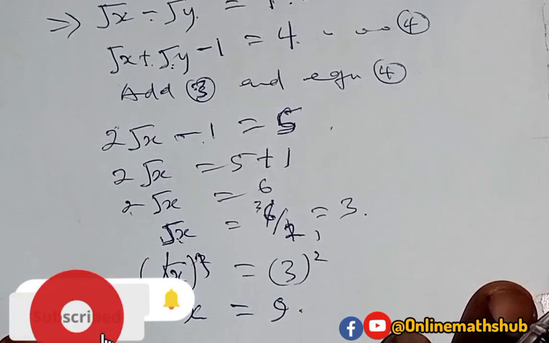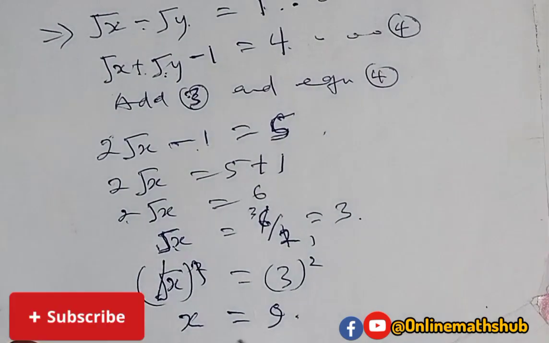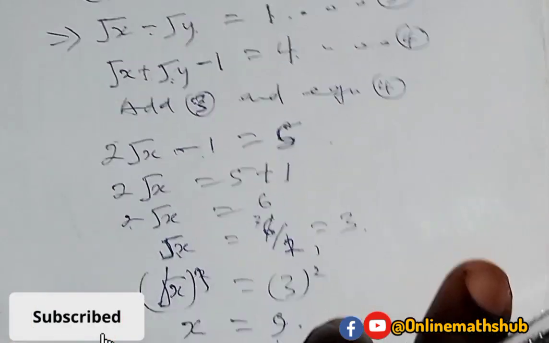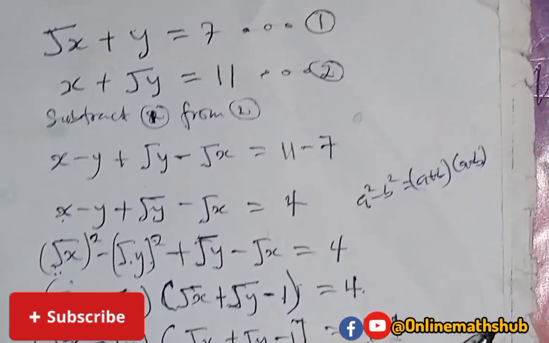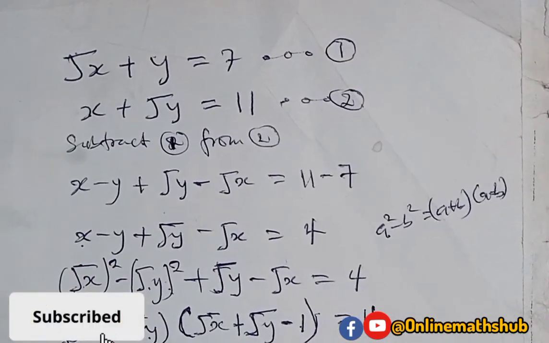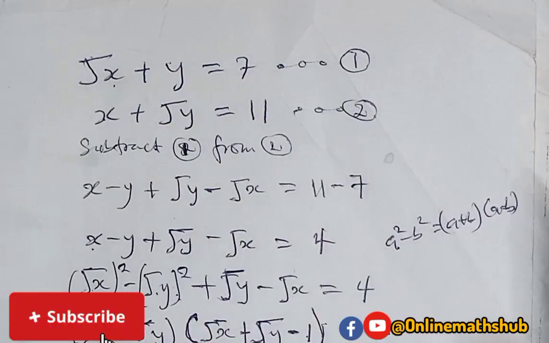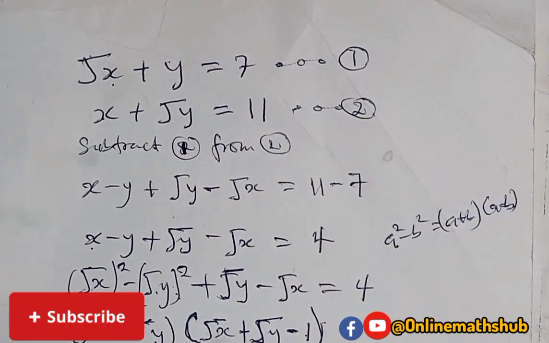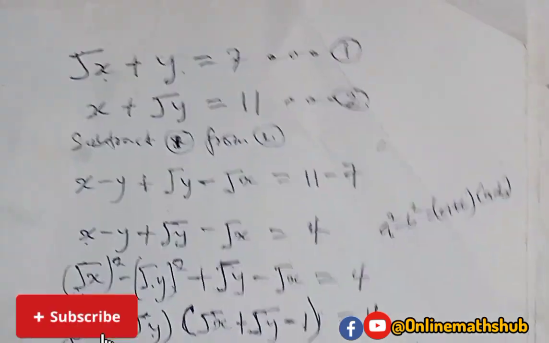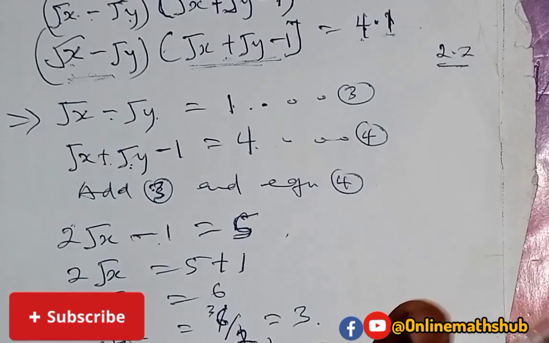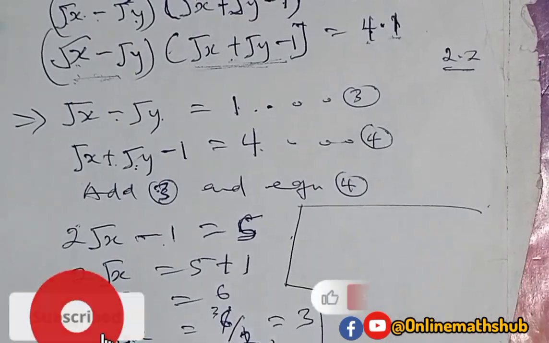This is pretty simple, and since I've gotten that x is equal to 9, I can come back to equation 1, or any of the equations, and substitute for x. You can see this right here is my equation 1. My equation 1 is root x plus y is equal to 7. So let me write it here and solve it over here.